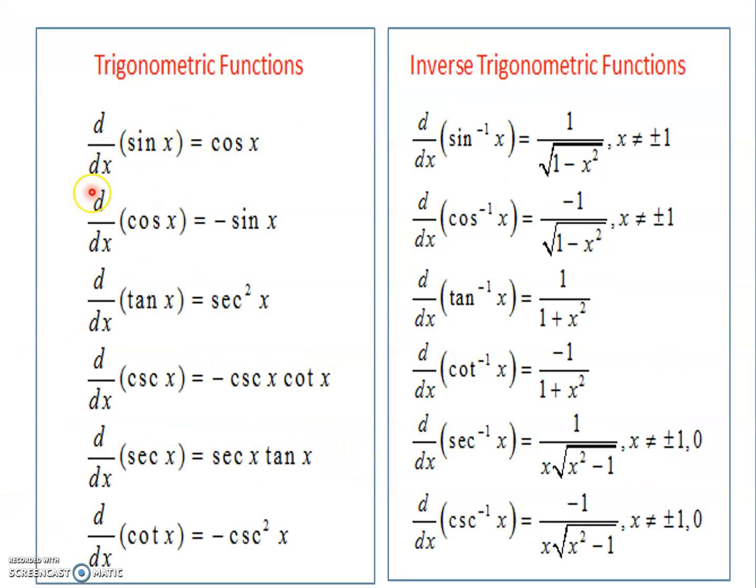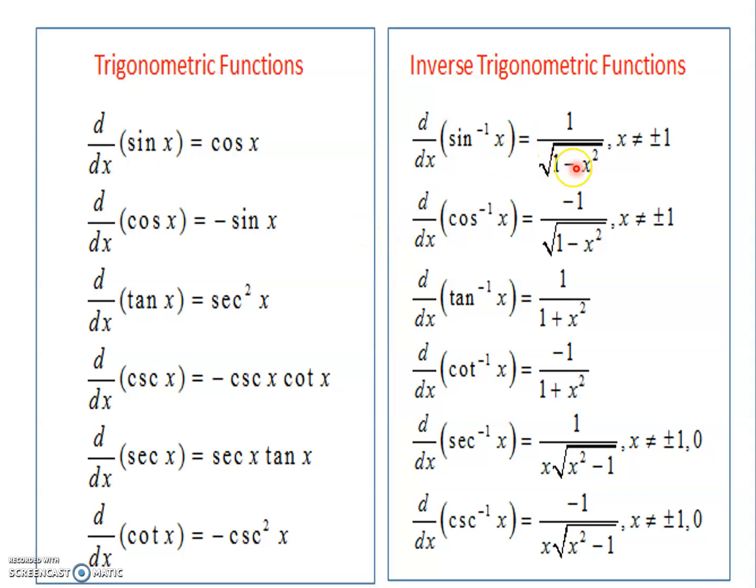Now trigonometric functions. Derivative of sin x is cos x, derivative of cos x is minus sin x, derivative of tan x is sec square of x, derivative of cosec x is minus cosec x into cot x, derivative of sec x is sec x into tan x, derivative of cot x is minus cosec square of x. These are the trigonometric functions, and next the inverse trigonometric functions.